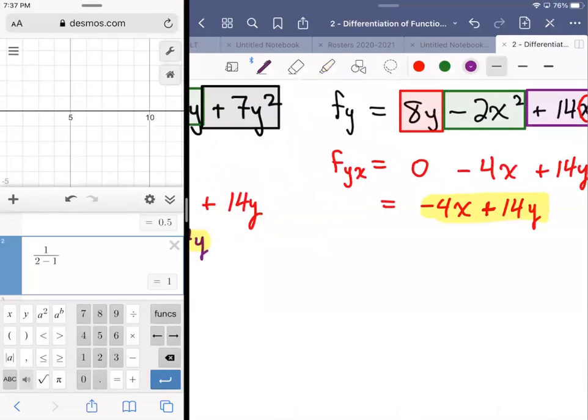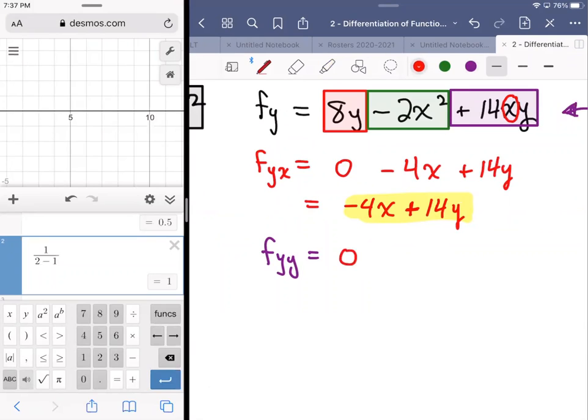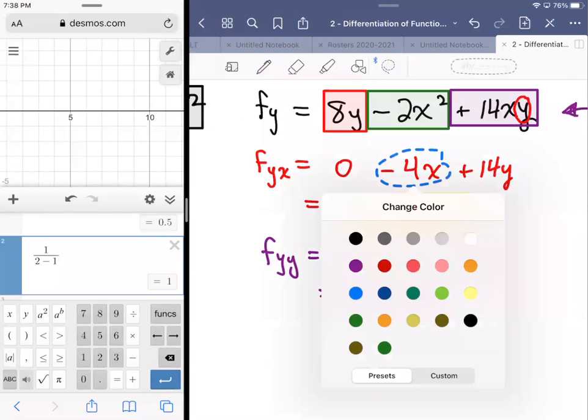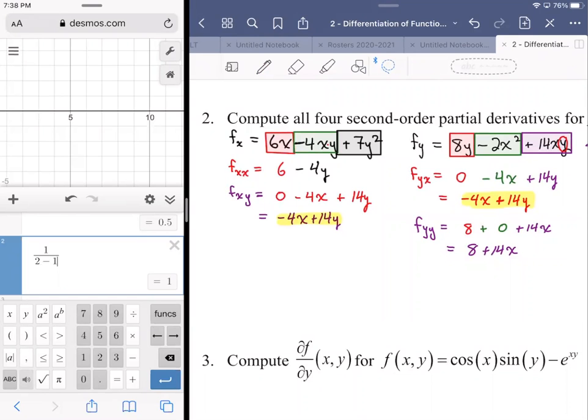Right. Then we have f sub yy. So an 8. Then we're going to get a 0, so plus 0. And then for that last one there, we're differentiating with respect to y. So y goes to 1, so we'll have a 14x. Oh, it's with respect to y, so the first one's actually an 8. Oopsie daisies. So we're looking at 8 plus 14x. My color coding got messed up, so I'm just fixing it real quick. But those second order mixed partials will be equivalent to one another, so that's good news.